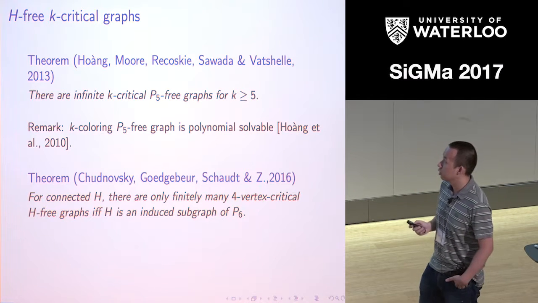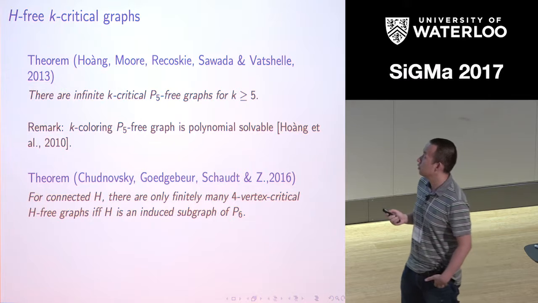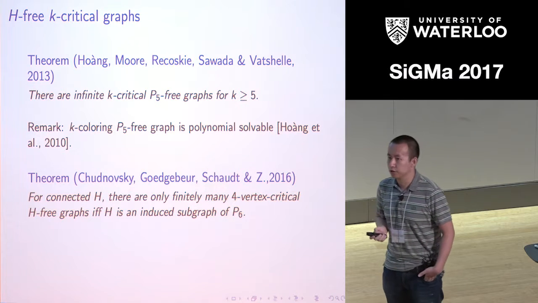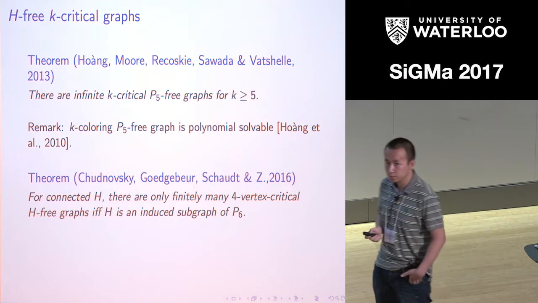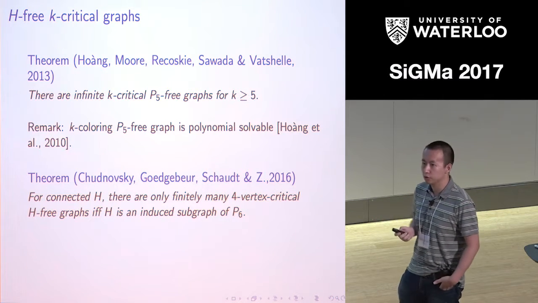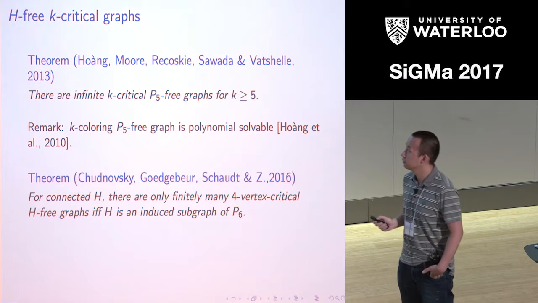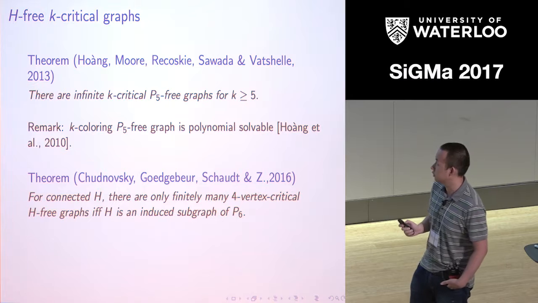Last year, we were able to show that for any connected graph H, the 4-vertex-critical H-free graphs are finite if and only if H is a subgraph of P6. We are trying to extend this result in two directions. The first direction is obvious, which is to get rid of the connectedness.